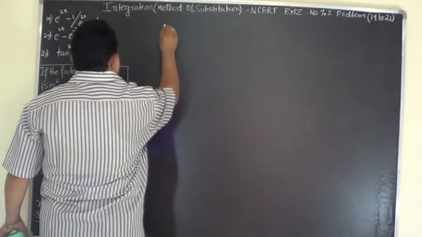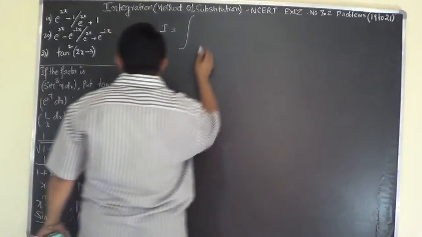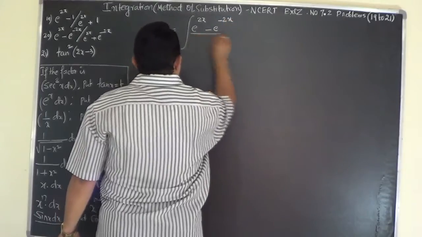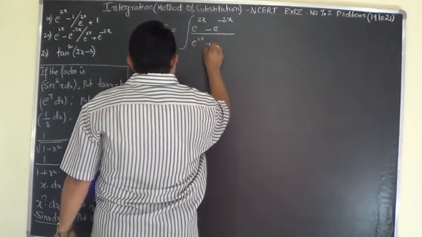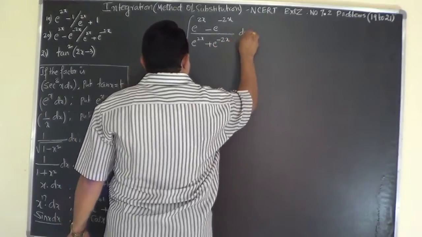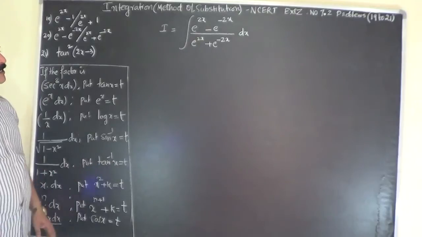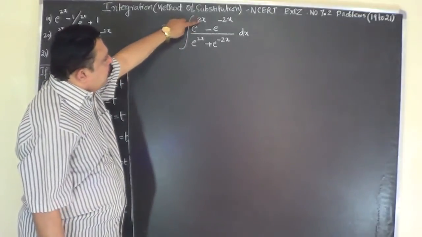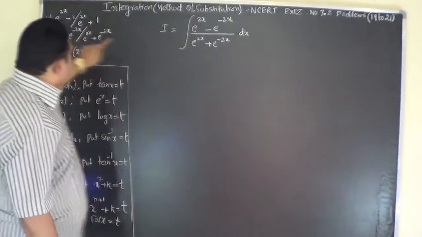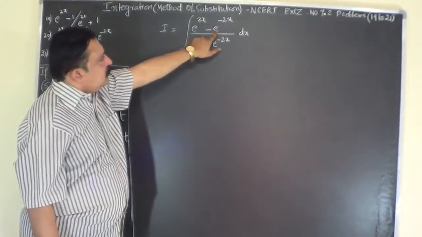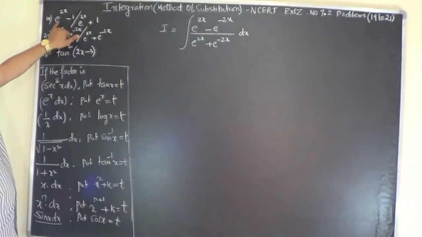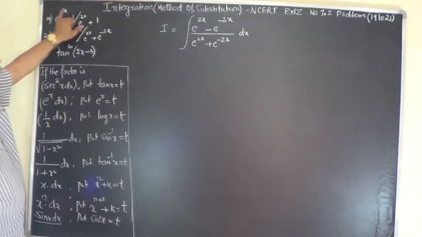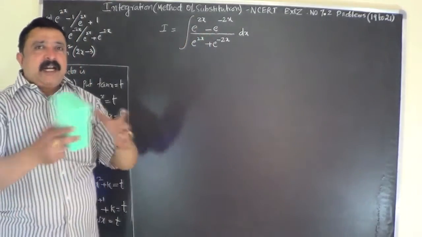The next problem, write it as I equals integral of (e to the power of 2x minus e to the power of minus 2x) divided by (e to the power of 2x plus e to the power of minus 2x) dx. In this case, you can directly go for substitution. You do not have to take any common factor, because though you have e to the power of 2x here, you don't have 1, unlike the previous problem, where you had 1 there. The previous problem was e to the power of 2x minus 1 by e to the power of 2x plus 1. If there is 1 here, you have to take e to the power of x common. If it is not 1, then you can directly go for substitution.